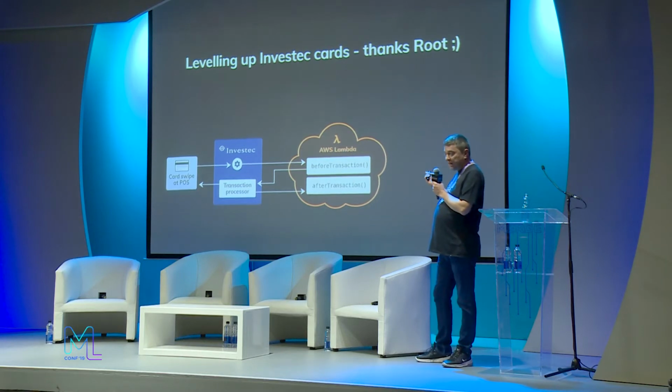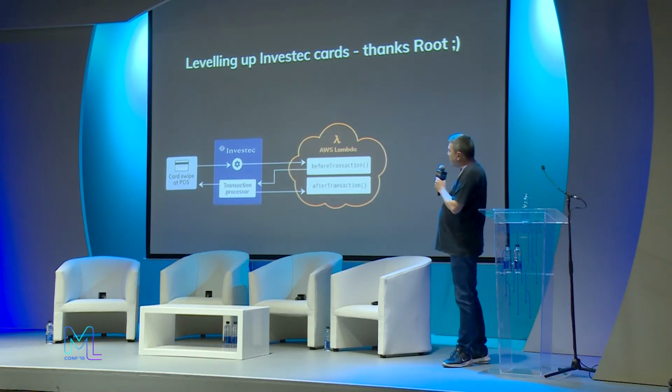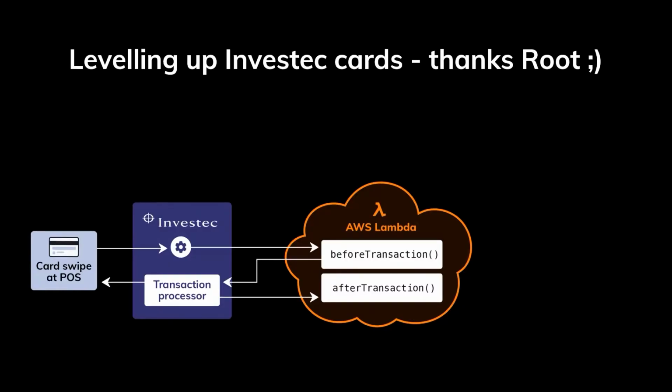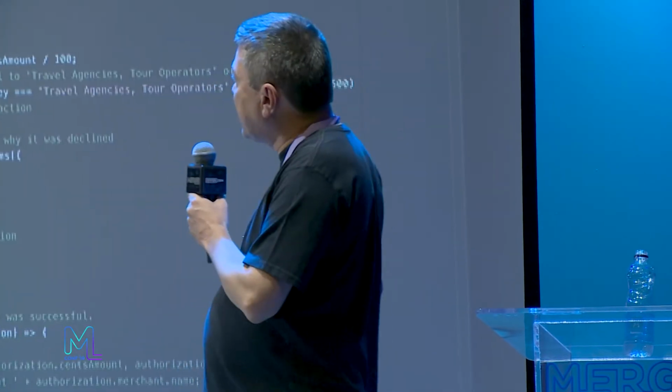So as you saw in that other picture, we actually had Lau from Root there. We had Milan, and they were all involved, and they helped us put this together. So we said, can we actually say, when you swipe at the point of sale, it sends us to our card system. And before it does anything, we want to plug into these 2 hooks. One before the transaction, before the money goes out of your account, and one after it goes out of your account. And then we want to run it in an AWS Lambda expression.